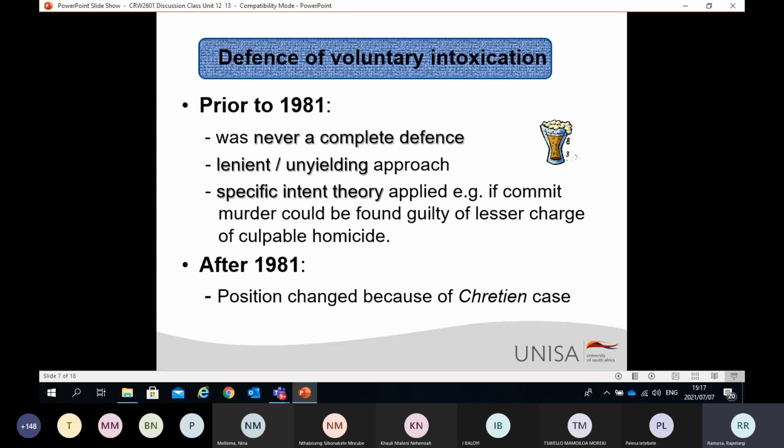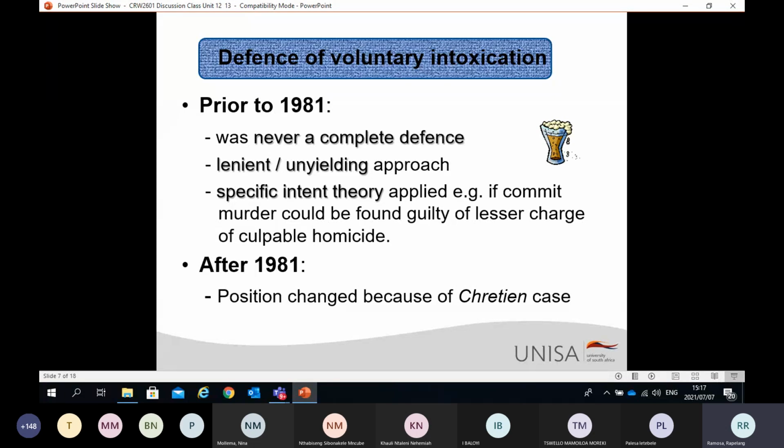That was the situation. The law adopted what was or could be described as an unyielding approach. It never yielded to intoxication, and this was based on public policy. So public policy deemed it that people who are intoxicated and go about and commit crimes or abuses of the law should not be afforded defenses at law and should not be treated differently from a sober person. That was the position in our law prior to 1981.